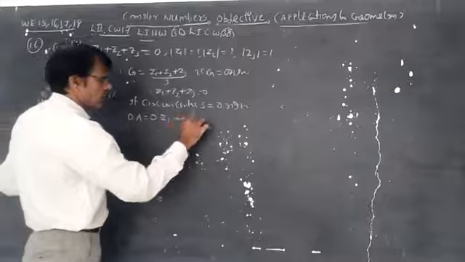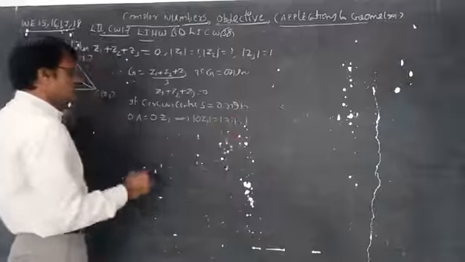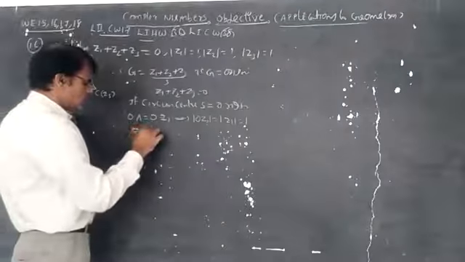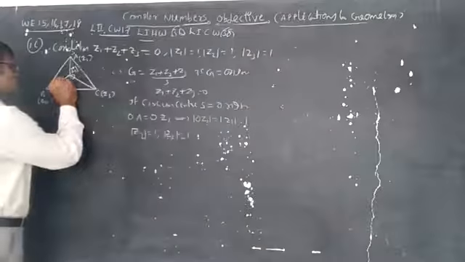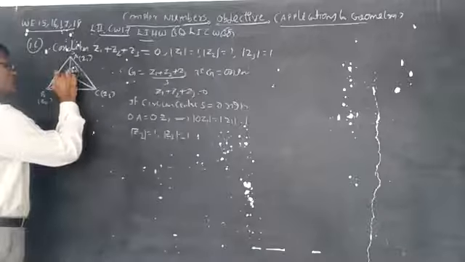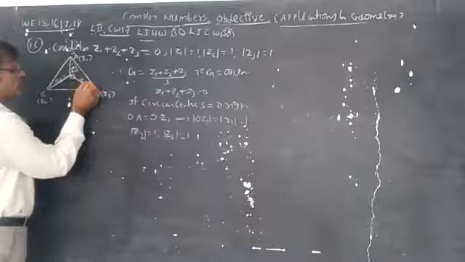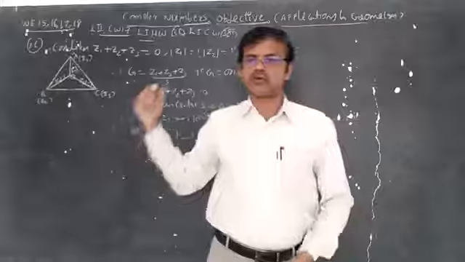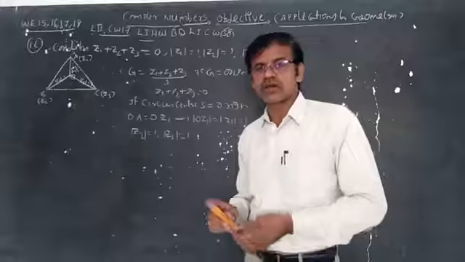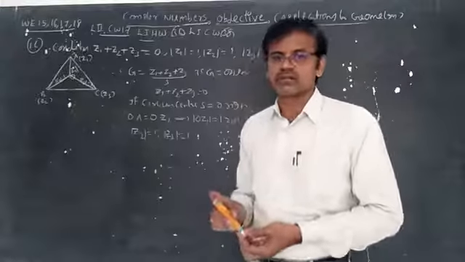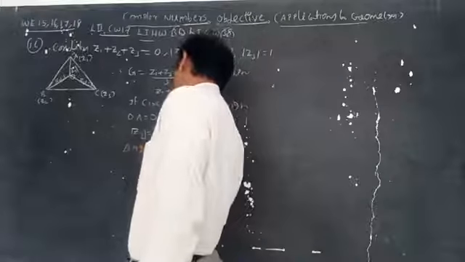That is, modulus of Z1 is equal to 1. In a similar way, given modulus of Z2 is equal to 1 and modulus of Z3 is equal to 1. Depending upon the concept of an equilateral triangle, the centroid is the origin and the circumcenter is also the origin. Whenever the circumcenter and centroid are both equal, the triangle is nothing but an equilateral triangle. Therefore, triangle ABC is an equilateral triangle.